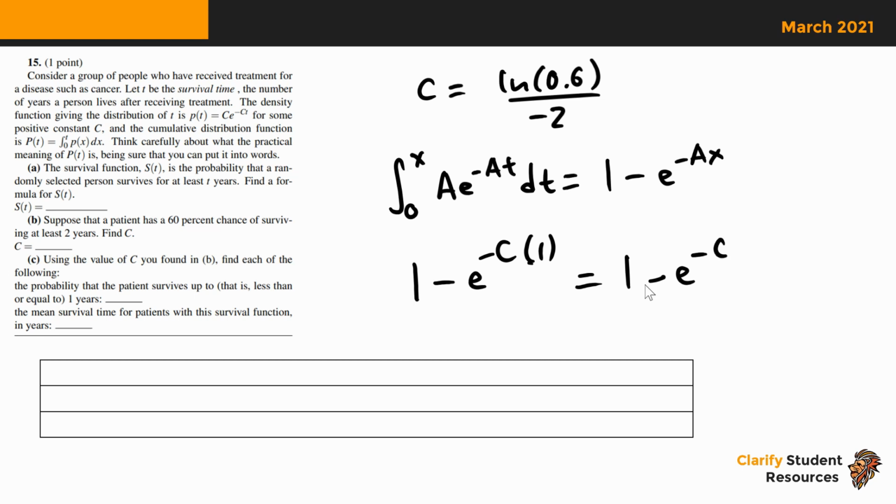And then again, because of Webwork, you don't have to simplify, you can just plug it in. So we're going to do 1 minus e to the power of, we're going to put brackets, and then because we have just one thing here, we can just type it out, which is going to be ln 0.6 divided by negative 2.